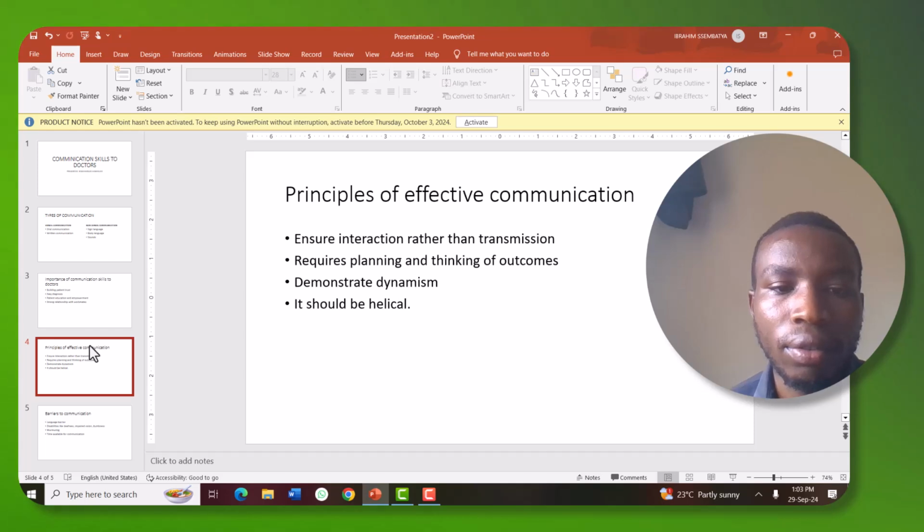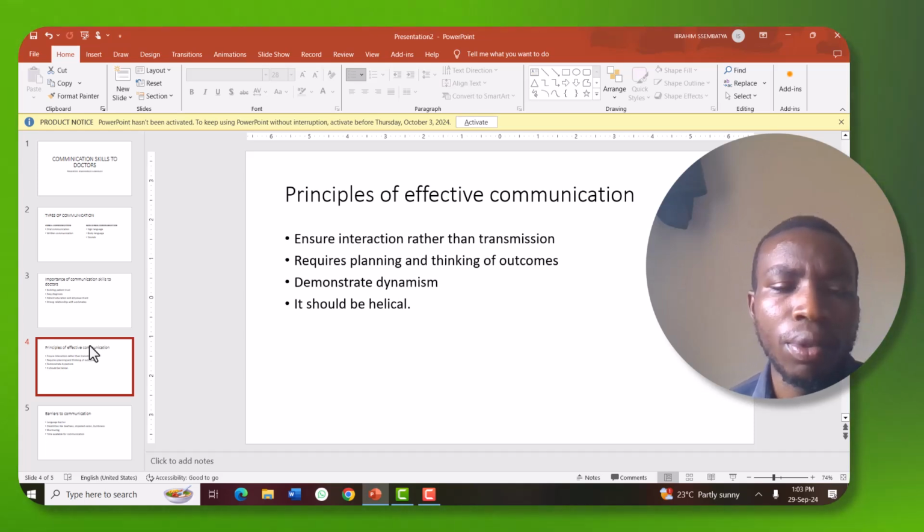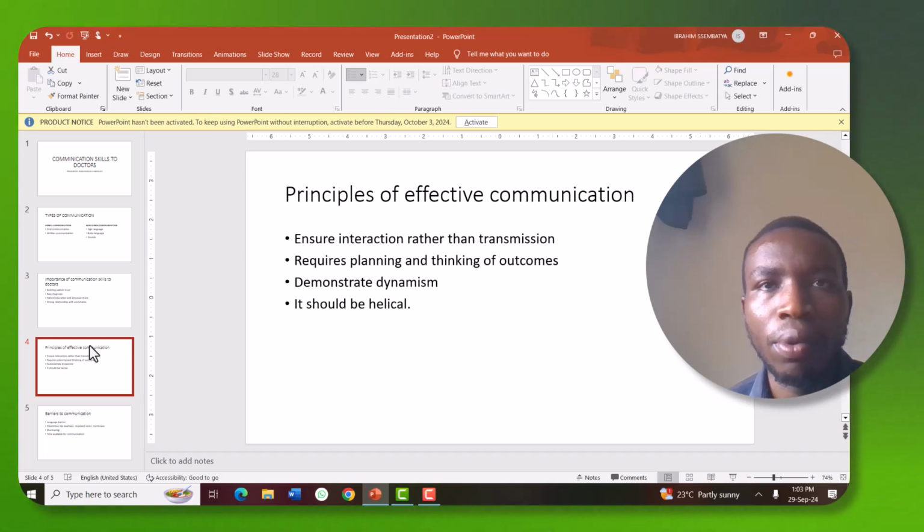Okay, then it should demonstrate dynamism. Dynamism here, I mean that it should be flexible. It should be flexible depending on the sex, gender, and the kind of person you are communicating to.